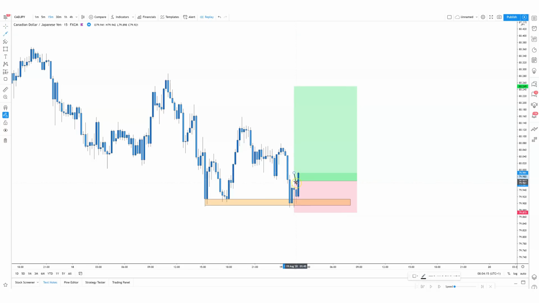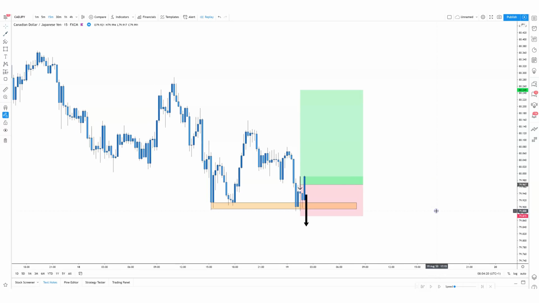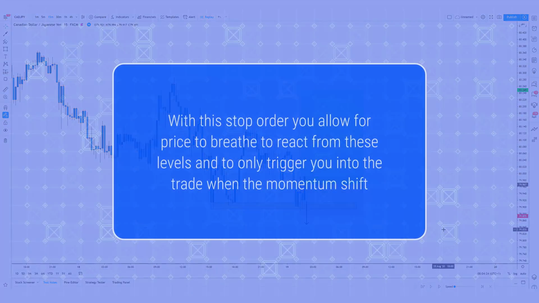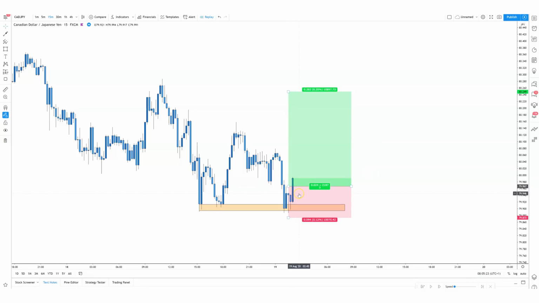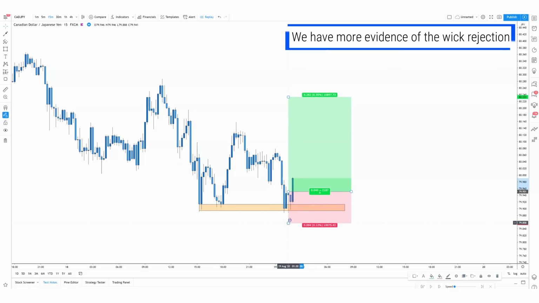Well, let's say we entered this here with an instant execution and this price action pushed all the way back down past this level. You would have just got a premature stop loss for no reason. Whereas with this stop order, you allow for price to breathe, to react from these levels, and to only trigger you into the trade when the momentum shifts. So taking a look at this, we could enter the trade if we see price reaction from this level. We can move our entry down here now because we have more evidence of the wick rejection, as you can clearly see here, with price reacting, and then you can go for your 1 to 3 risk reward ratio targets.